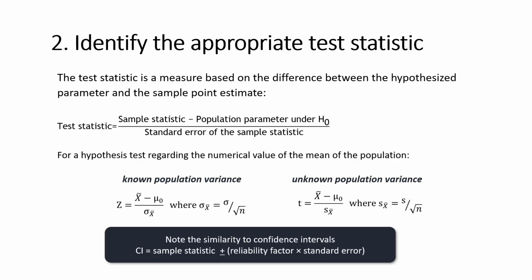Now, you'll find that we don't know the variance of the population more often than not, because if we knew the population variance, then there's very little need to do any testing or sampling. So we're going to be focusing on the right-hand side equation most of the time when we're testing the mean.